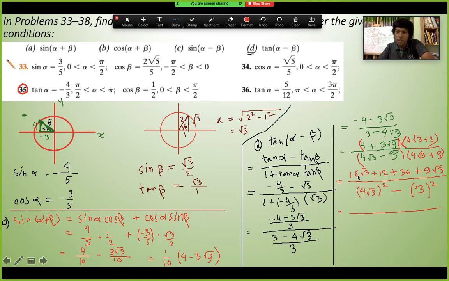So now this is 16 root 3, this is 9 root 3. So the total is 25 root 3. Then this is 12, this is 36. 12 plus 36 means 48.